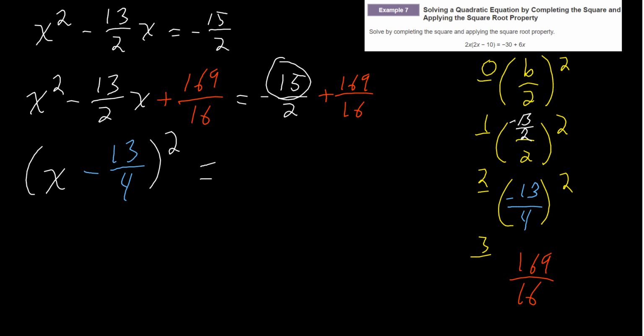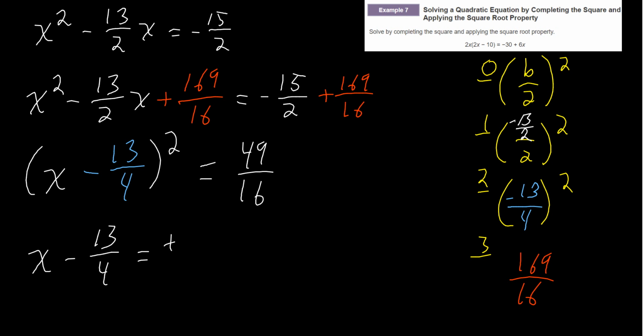Yeah, 120. And then it's 169 minus 120, so it's going to be 49. So this ends up being 49 over 16. And then we can proceed. So we take the square root of both sides. The left side is pretty simple. It's x minus 13 over 4. That's equal to plus or minus the square root of, well, this is pretty easy, right?